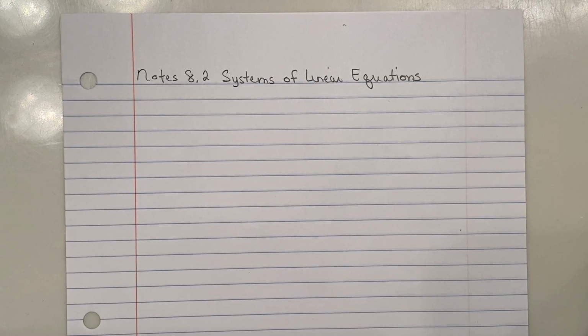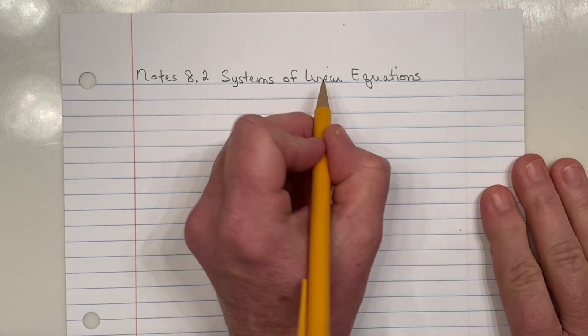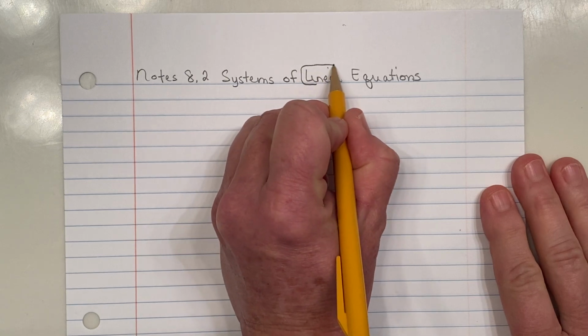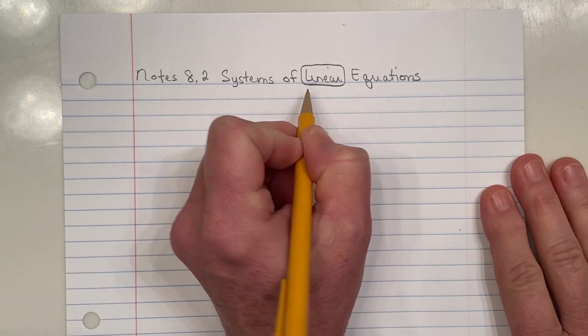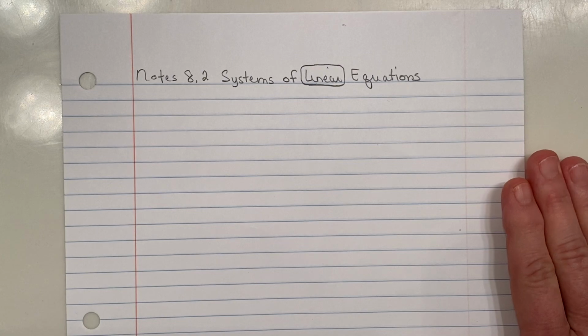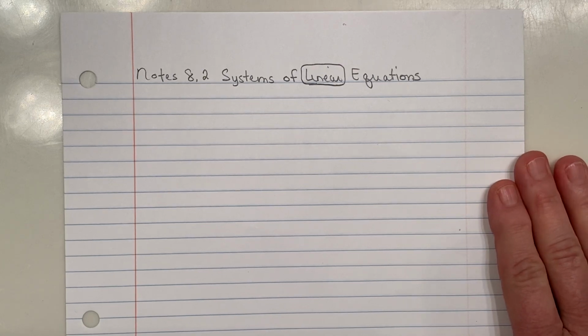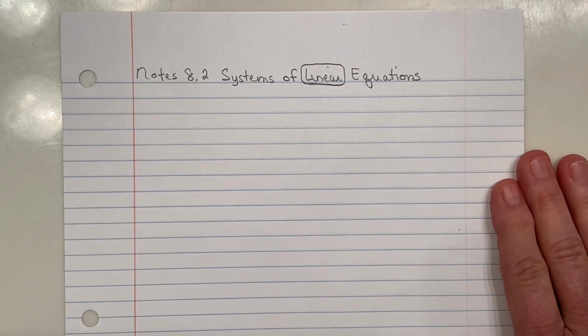In this lesson, we're going to be solving systems of linear equations. Both of the equations that we'll be working with in our problem will be linear equations. That is, when graphed, they produce straight lines. To get us started, we have to look at some terminology.